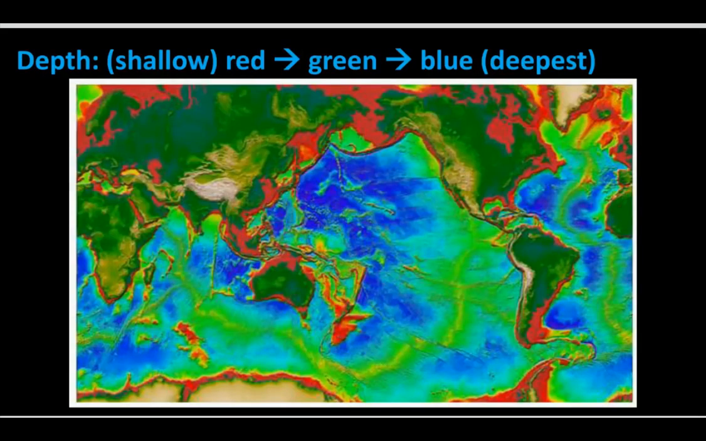So let's go to the next thing. Okay, so now we can see the depth. This was in your content, which I thought was a really cool map. It's showing the shallowest is the red, and then it goes to green, and then blue is the very deepest.